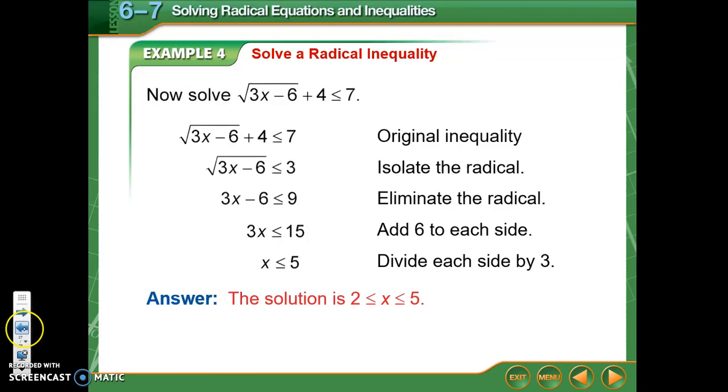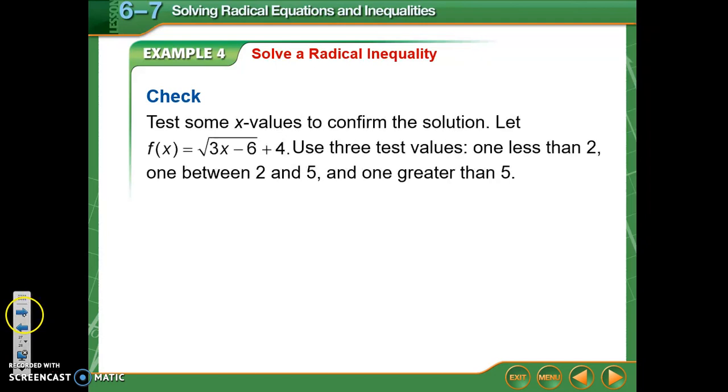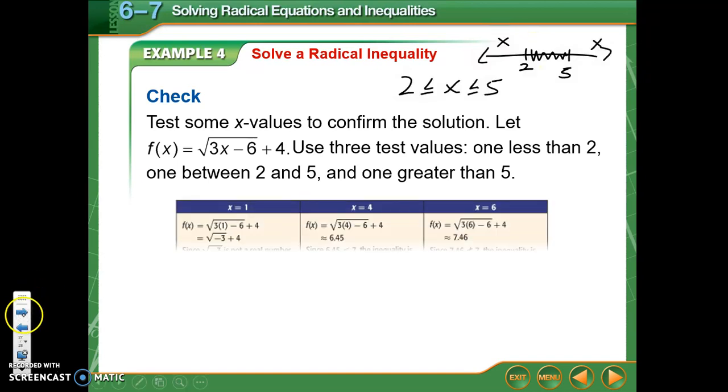So now what we're going to do is check that this range of values is actually the correct solution. So if we were to say that this was our function, right, we're going to test one value that's less than 2, one that's between 2 and 5, and one that's greater than 5, because remember, this is what we said our solution was. If we were to think of this as a number line, I'm going to make sure that it actually works in here and not out here.